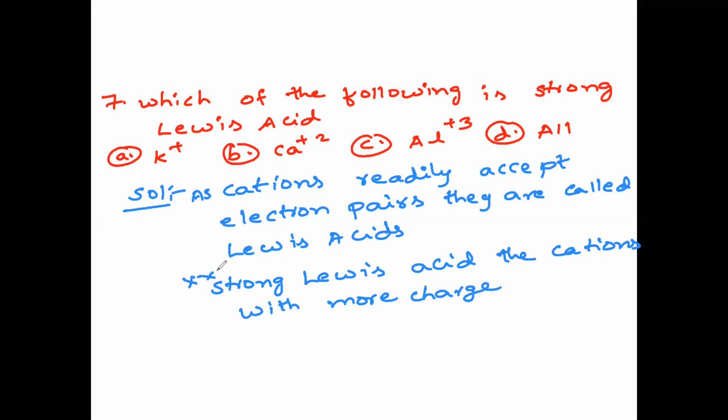So please note down this sentence. The cations with more charge are called strong Lewis acids. So the answer is the third option, Al plus 3, because its charge is plus 3. Calcium is plus 2 and potassium is plus 1. So aluminum plus 3 is the answer. Like these different types of questions you'll get in the entrance exams, even though they are very small, but you need to identify the things easily. Next question.